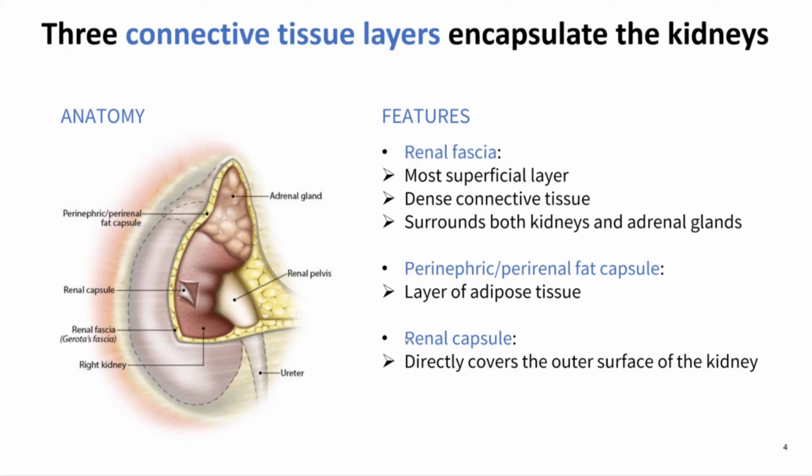The features include the dense, irregular connective tissue layer that anchors the kidney to the surrounding structures, also known as the renal fascia. There's also an adipose connective tissue layer that provides cushioning to the kidneys, called the perinephric fat layer. And underneath that, we have the renal capsule, which directly covers the outer surface of the kidney. So it goes from renal fascia, perinephric fat capsule, and then the renal capsule.